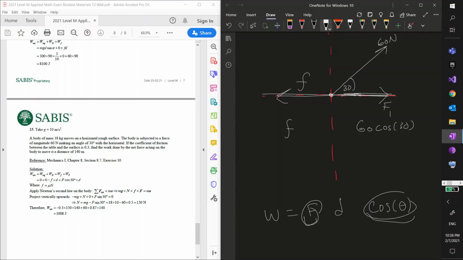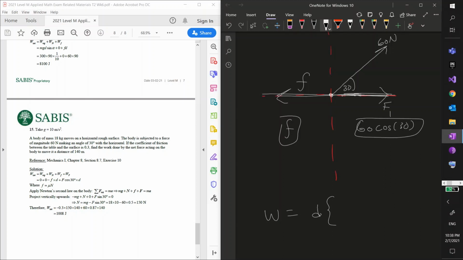So now we have our forces. F cosine theta is simply this and this. So let's do it. You have your distance outside and then you have 60 cosine 30. And of course friction is in the opposite direction, so it's negative. And your distance is 140. So all we have to do now is find friction. Once we find friction, we just substitute it.